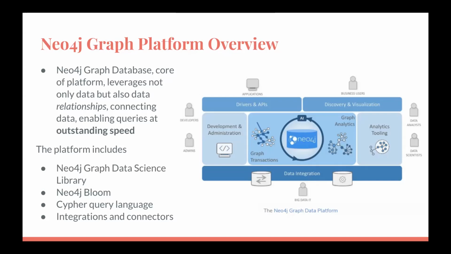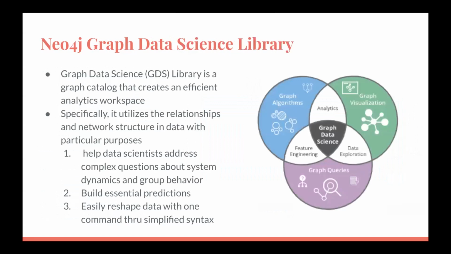The Neo4j database is also very extensible. You have the ability to write user-defined procedures, functions, and plugins to define custom logic beyond Cypher. And this also forms the basis for other interesting components within the graph platform, which we will cover later. So overall, the platform includes the Neo4j Graph Data Science Library, Neo4j Bloom, the Cypher query language, integrations, and connectors. And let's dive into the details of each of them.